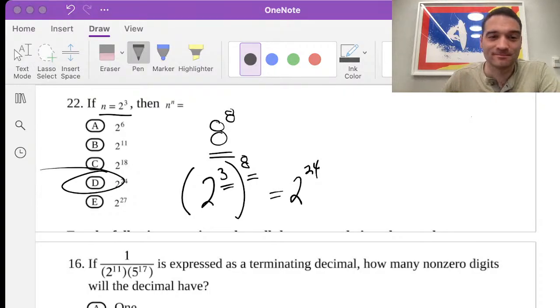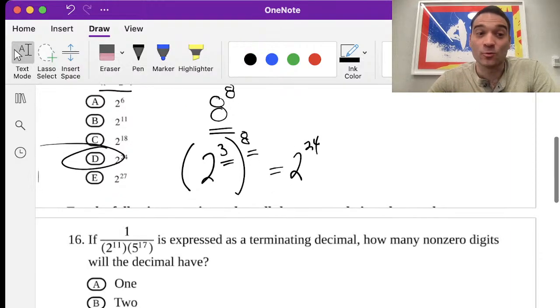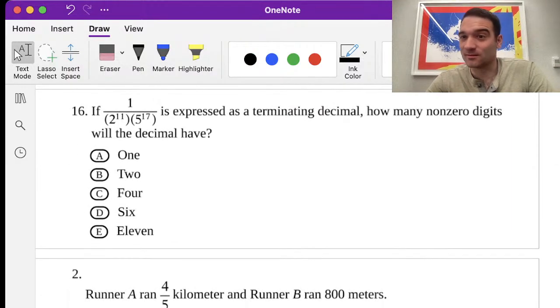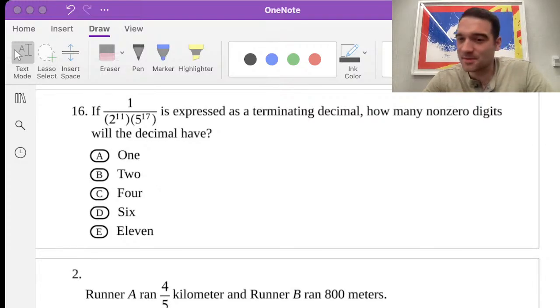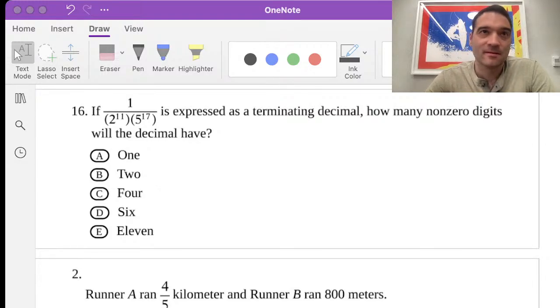All right. So let me know if there are any issues with that. If not, I'm going to move on to one of my favorite questions. This is one of my all-time favorites. And it's not something that comes up incredibly frequently. But when it does, knowing this trick is very, very helpful.